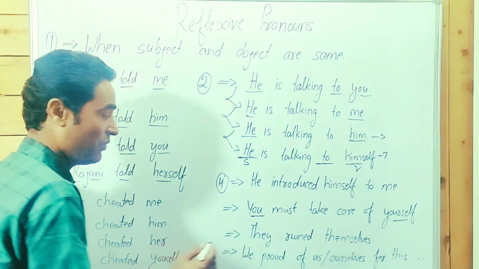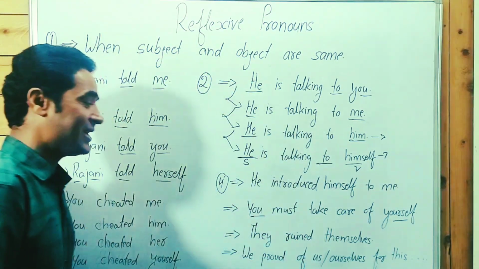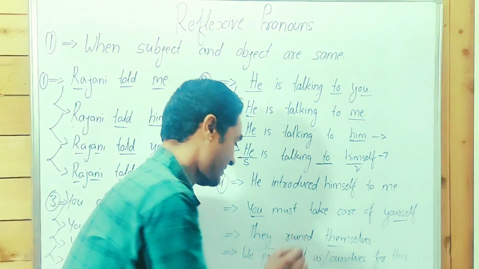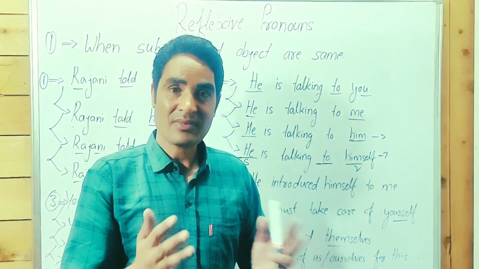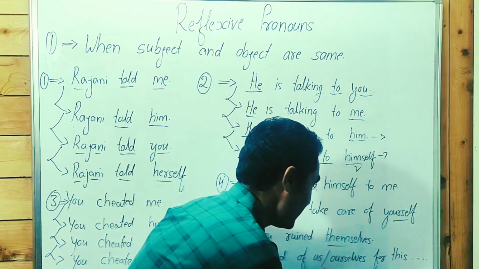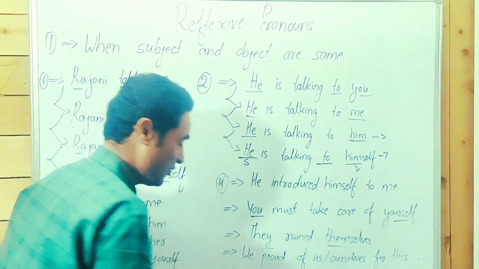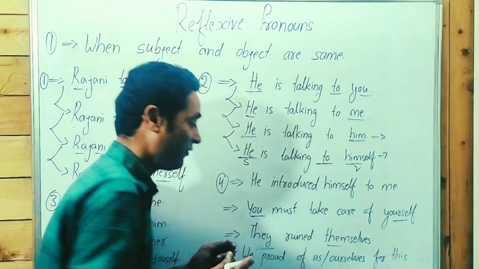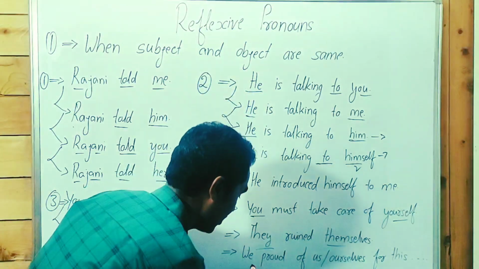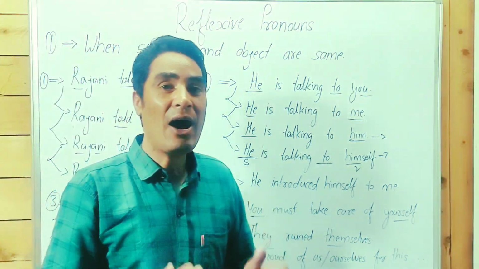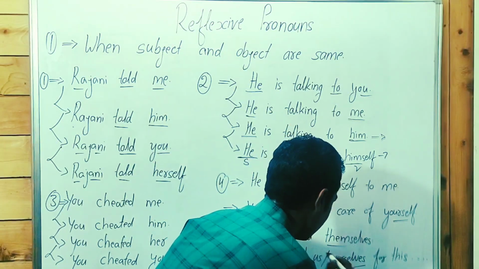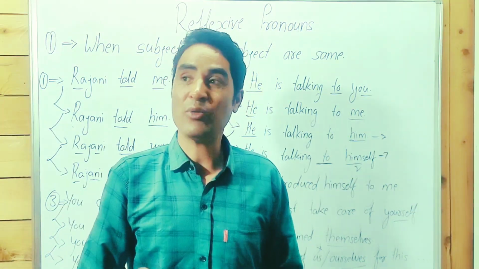Same subject, same verb. They ruined themselves. Guys, point to be noted: same subject and same object of the verb of the sentence. You can say they ruined themselves. And "we proud of us for this achievement" - guys, if you say this, it is an incorrect sentence. We are talking about "we are proud of ourselves", same subject, same object of the verb. Be proud of ourselves, not us, for this achievement, whatever you want to say.